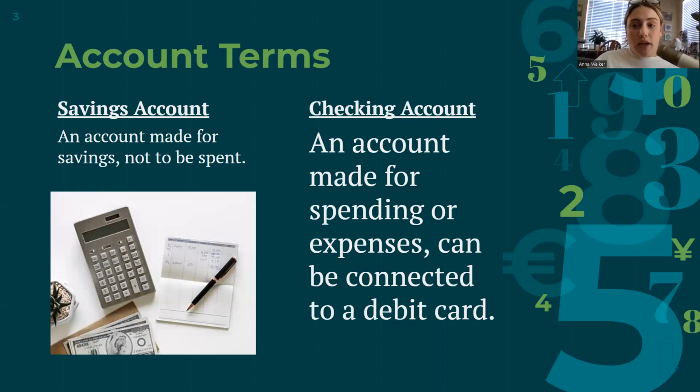A checking account, on the other hand, is an account that's made for spending or expenses like your bills, your payments, things like that. A lot of times a checking account is connected to a debit card. If you're old school, like my boomer parents, they write checks with their checking account. So that's meant for money that's spent. A lot of times when you get paid from your job, your money goes in your checking account and then you can put it into your savings account.